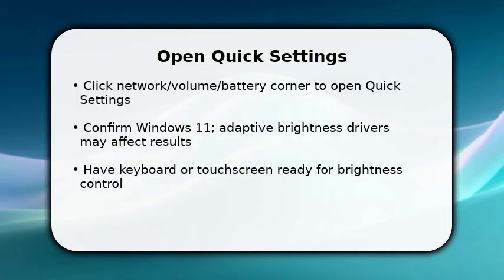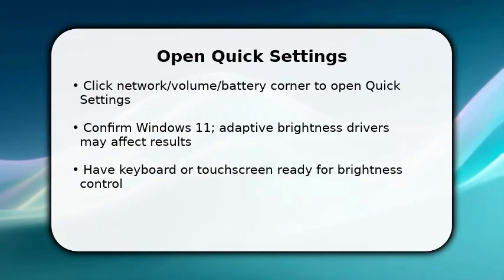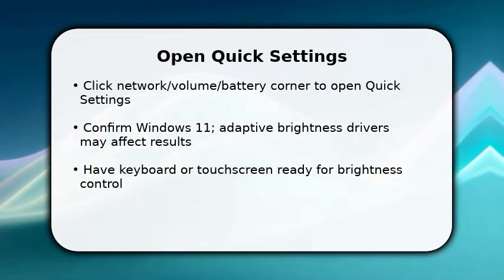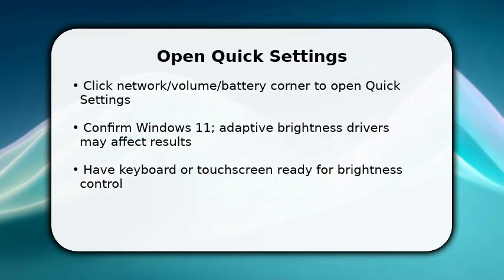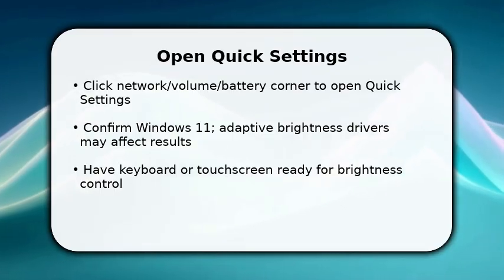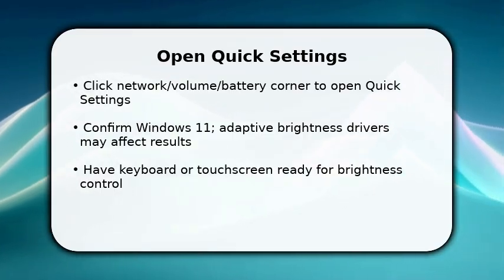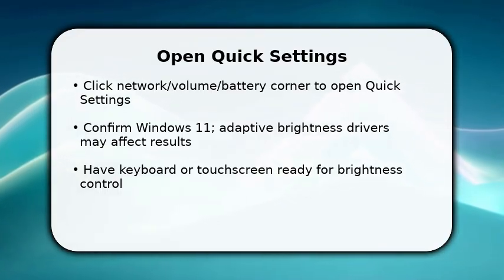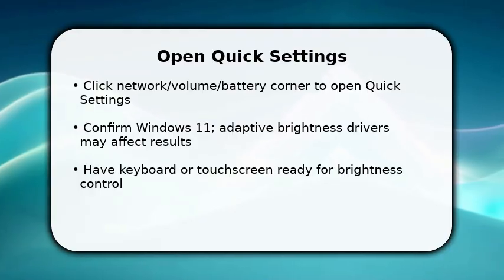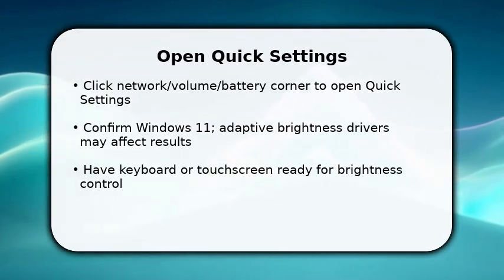You start by opening Quick Settings. Click the network/volume/battery cluster at the lower right. Once the overlay appears, look for the brightness slider. This is the only built-in fast control. If you don't see it, make sure your display drivers are installed and the system is not locked to external display settings. You'll use this slider now to set an approximate level before refining in the Settings app, so move it briefly to observe immediate change.